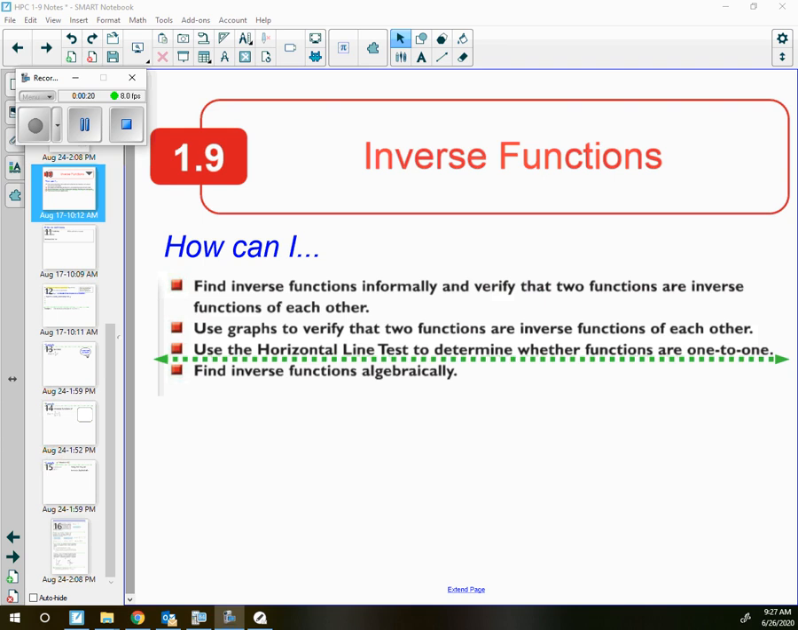So looking at tables of values, how do you find the inverse? You switch the x and the y. Looking at a graph, how do you find the inverse? Well, you reflect over the line y equals x. Remember, it has that symmetry. But also you can look at the ordered pairs on the graph and just switch the domain and the range.